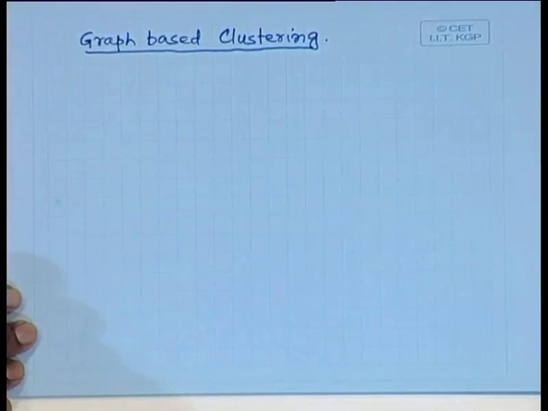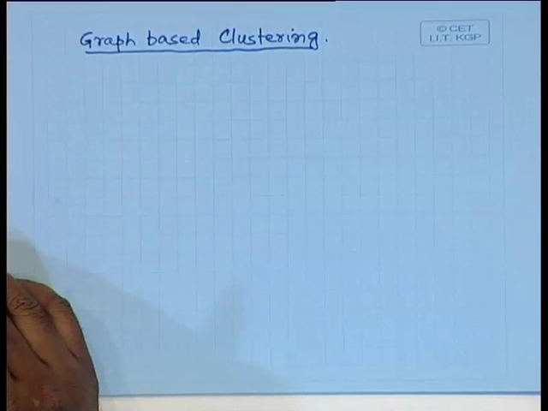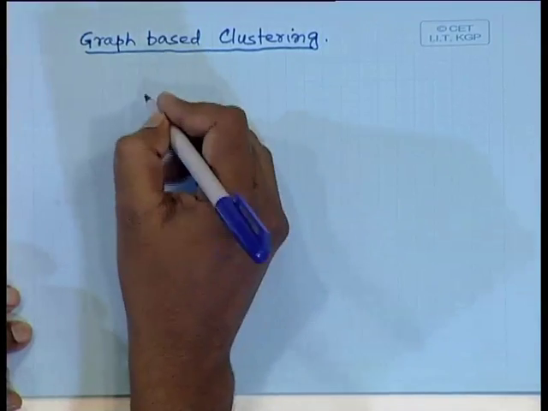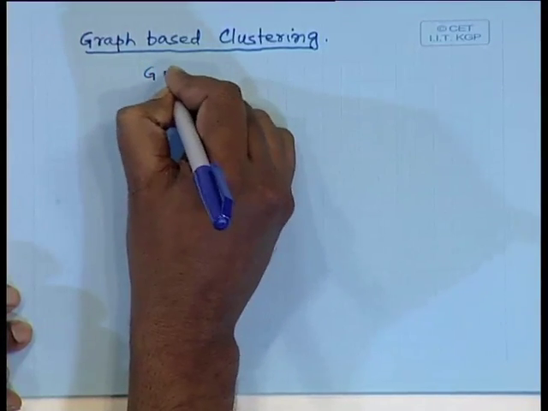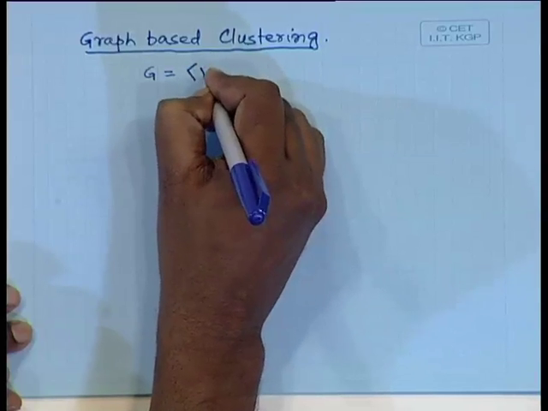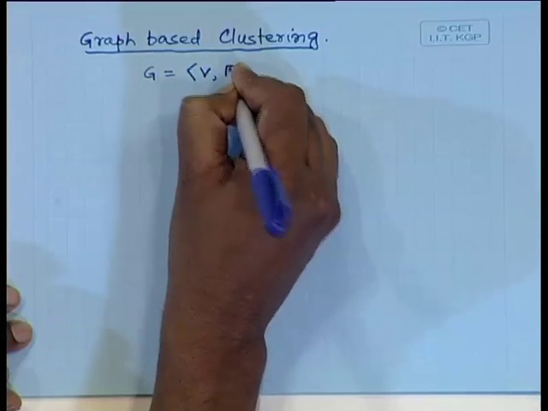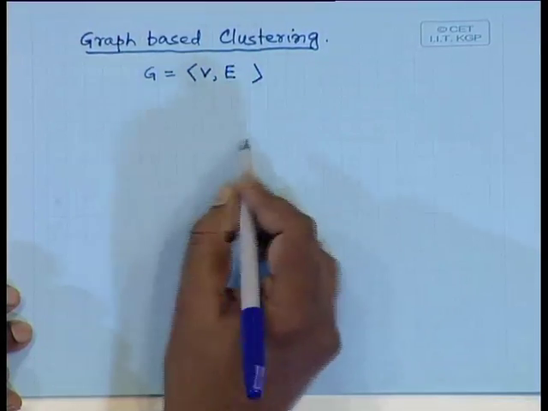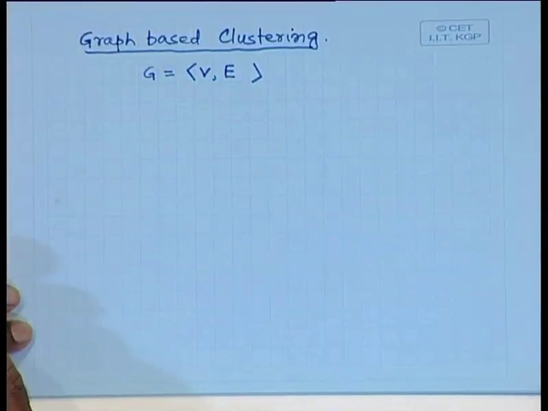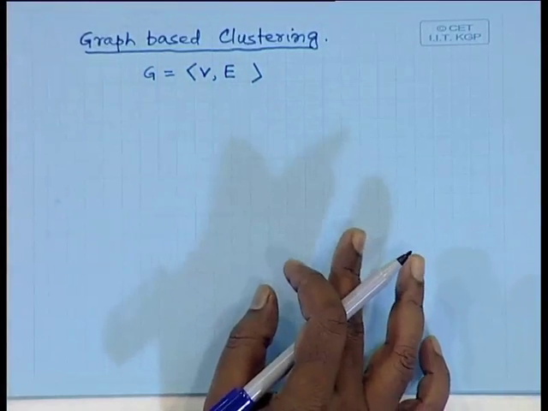Okay. Now, what is this graph based clustering? I hope all of you know what a graph is. A graph G is defined as a collection of vertices and edges, or a collection of nodes and edges. Given the feature vectors, every feature vector can be considered to be a vertex or a node in the graph.